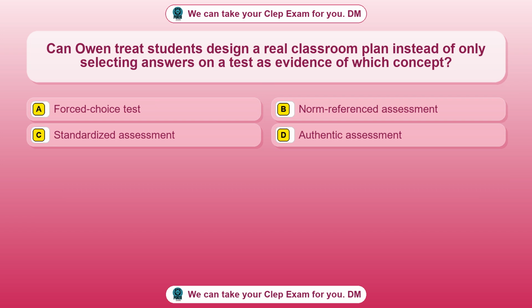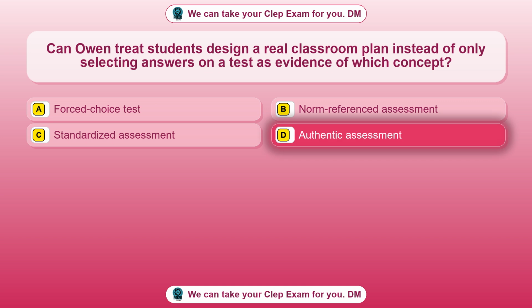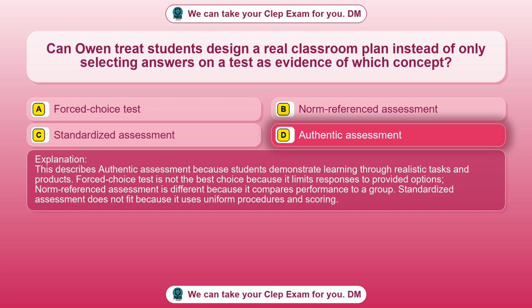Question 59. Can Owen treat students designing a real classroom plan instead of only selecting answers on a test as evidence of which concept? Option A, forced choice test. Option B, norm-referenced assessment. Option C, standardized assessment. Option D, authentic assessment. The correct answer is option D, authentic assessment. This describes authentic assessment because students demonstrate learning through realistic tasks and products.